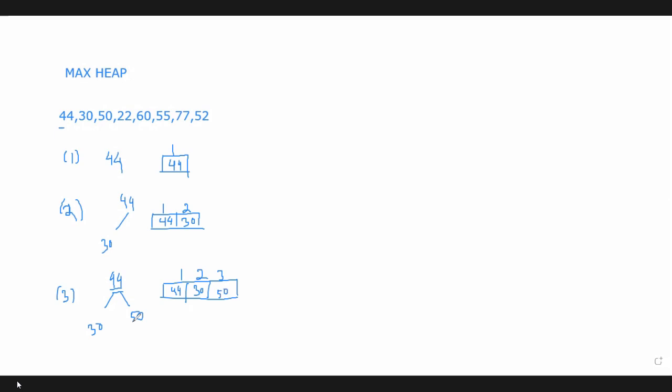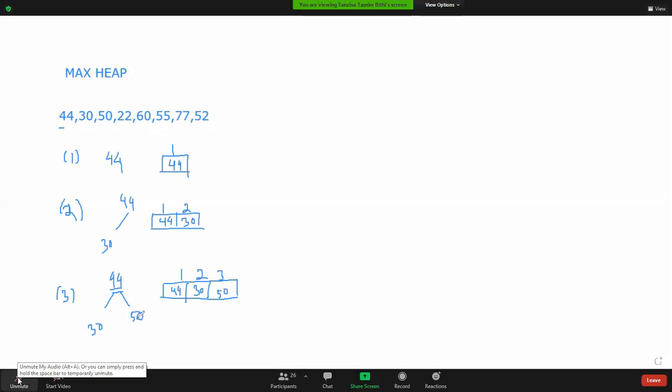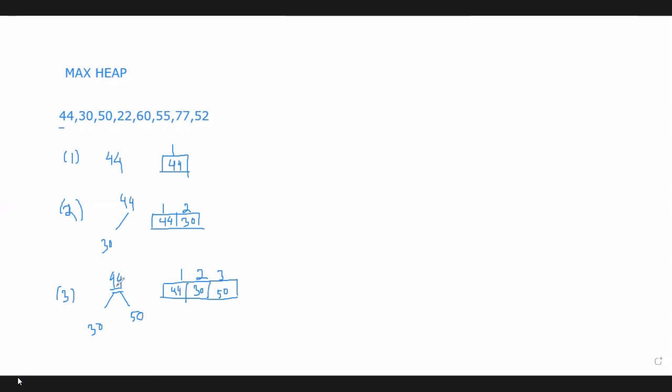Now look at the tree. 50 is greater than 44, so it's not a max heap tree. How can we change the value? We cannot randomly just change the nodes. If it is a tree, 44, 30, 50. Okay.